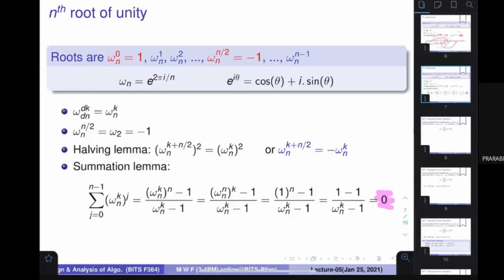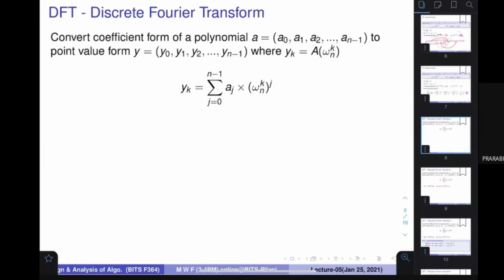I want to convert the coefficient form of a polynomial, which is given to me, to point value form using y's. How many y's? 2n minus 1 y's. Essentially, as I told you a few minutes back, I actually want 2n minus 2 number of items, but that is fine, n items is changed. The similarity we can change more also. So where yk, if I want to find out any particular item, for example this item, it is going to be what?